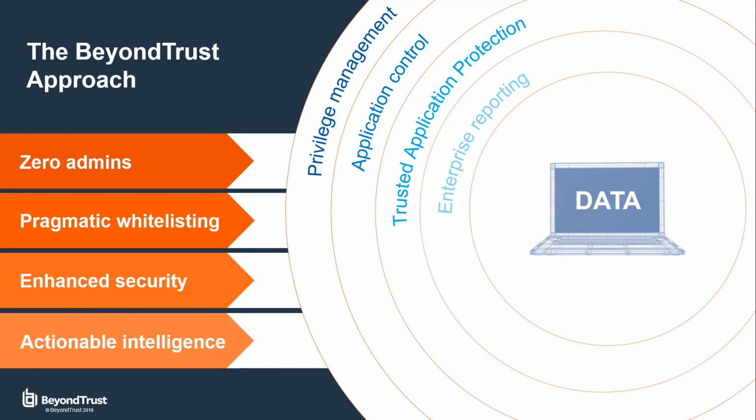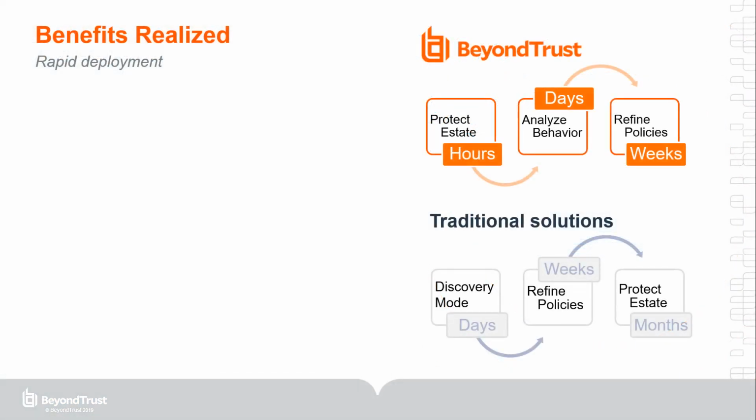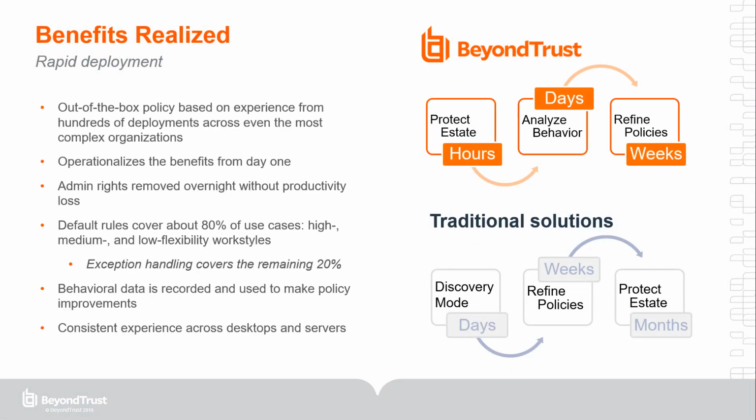Finally, our experience implementing across 8 million endpoints, global deployments, and a myriad of industries has helped us create a deployment approach with a fast time to value. While traditional privilege management solutions begin with discovery and policy refinement, BeyondTrust protects your estate on day one, allowing you to analyze behavior and refine policies as you go. In this demo, we'll show you how.